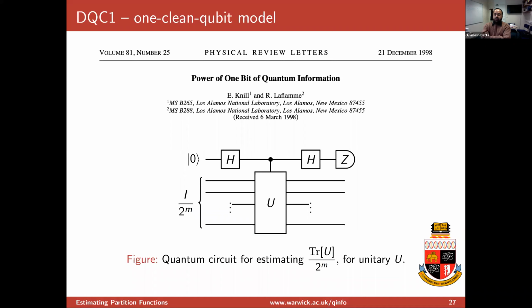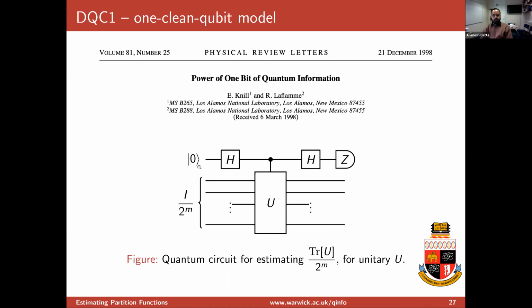In fact, we need to go back more than 20, almost 23, 24 years, to the early days of quantum computation, where people were trying to understand what quantum computers can do. Knill and Laflamme, whose names people from the quantum computing field will know, came up with this model of quantum computation, which they call the power of one bit or one qubit. It's also called DQC1, meaning deterministic quantum computation with one bit or one qubit. Back then, the word qubit had not become predominant, so they still used bit. And it's called the one clean qubit model because of the following reason.